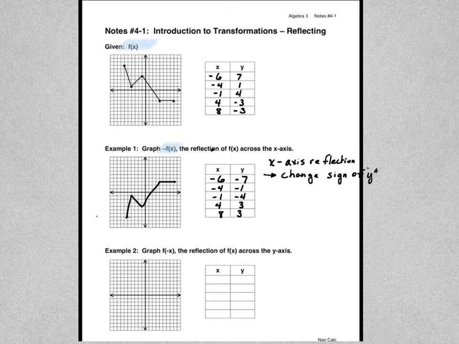Now we're going to do f of -x, which is very different. If you remember, f of x is the same as y. So that's why we changed the sign of the y in the one we just did. When you have f of x, you've always been told you could change that to y in an equation. In the next one, we graph f of -x. So here we're going to change the sign of the x.